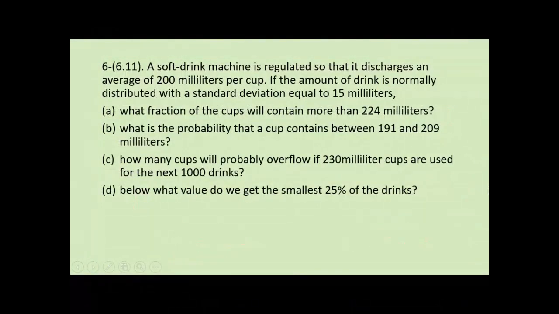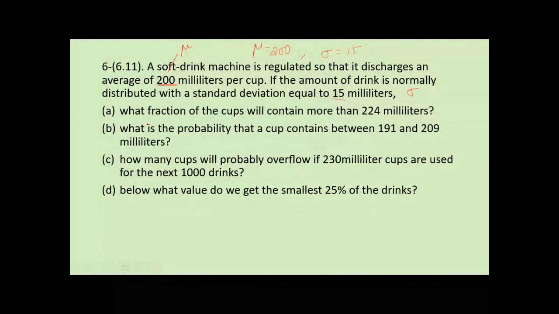Read the problem. A soft drink machine is regulated so that it discharges an average of 200 milliliters per cup. Average is given as mu. If the amount of drink is normally distributed with a standard deviation equal to 15 milliliters, 15 is our standard deviation sigma. So we have two pieces of information here. 200 is our mu, 15 is our standard deviation, isn't it? So let mu equal 200, sigma equal 15, standard deviation.